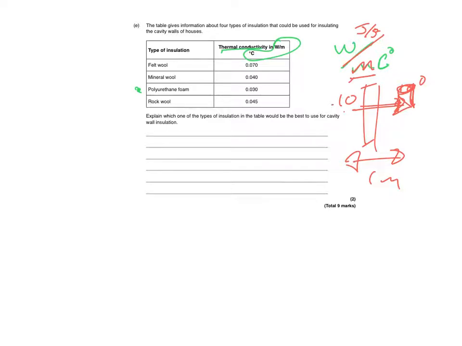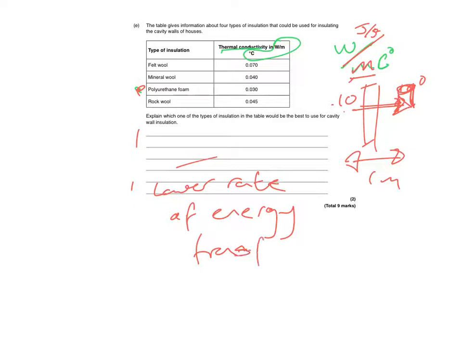So polyurethane foam for 1 mark. The second mark would be for explaining that means there'd be a lower rate of energy transfer. The rate is important because that's what watts refers to. Watts is the rate of energy transfer. So how many per second?